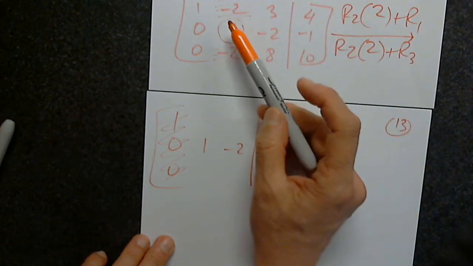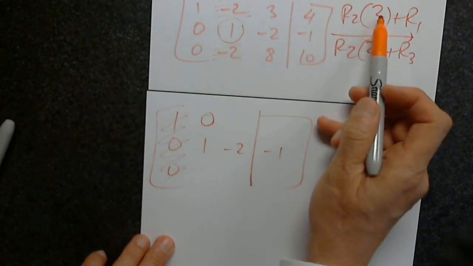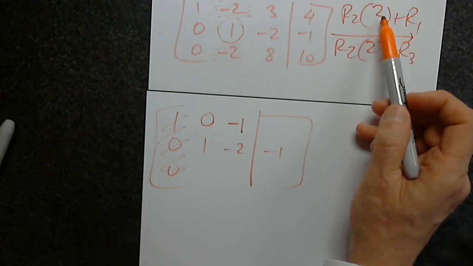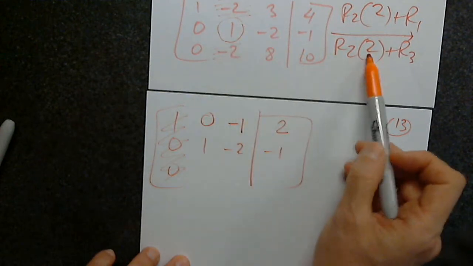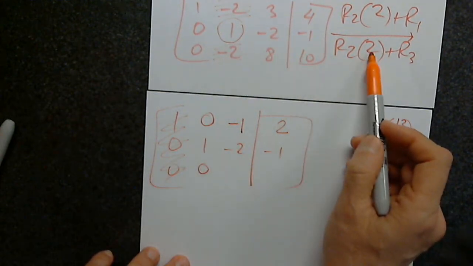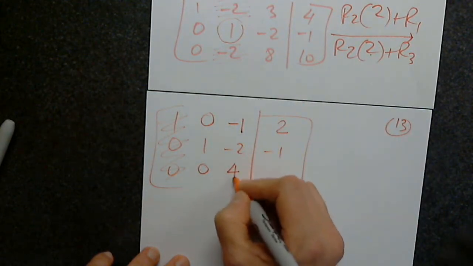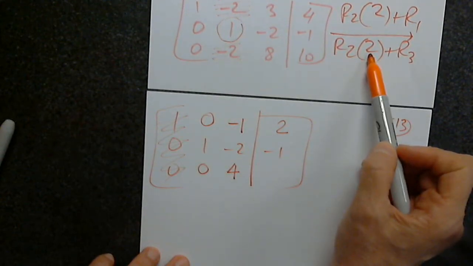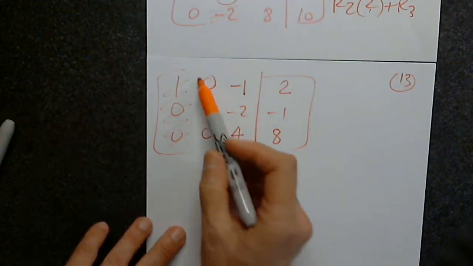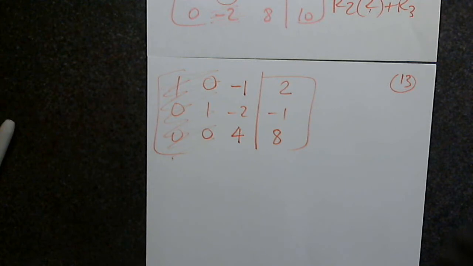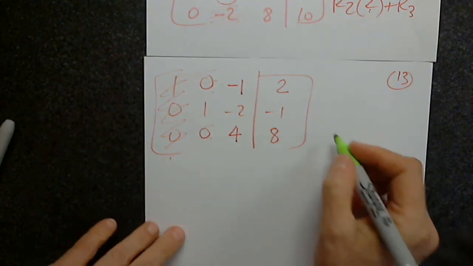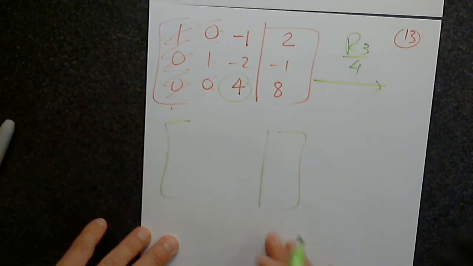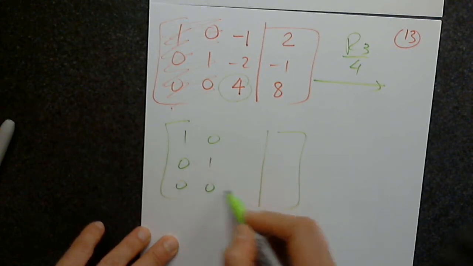1 times 2 minus 2. Negative 2 times 2 plus 3. Negative 1 times 2 plus 4. 1 times 2 minus 2. Negative 2 times 2 plus 8. Right? Negative 2 times 2, negative 4 plus 8. Good. Negative 1 times 2 plus 10. Good. So now this is done. I can't go back and change anything. If I do, I'm not on the right track. And I'm happy now that I can change this row, dividing row 3 by 4. And now you can. That's fine. So 1, 0, 0, 0, 1, 0, 1, and 2.